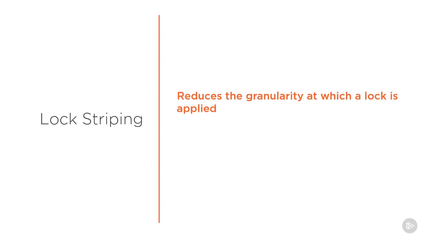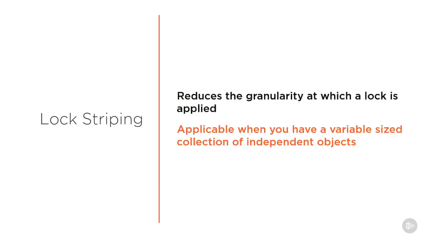The other technique for reducing the demand on the lock is lock striping. Lock striping, like lock splitting, reduces the granularity at which a lock is applied. Lock striping is applicable when we have a variable-sized collection of independent objects. With lock striping, you partition your data into groups, then have a lock for each group instead of a lock for the whole object. This is the approach used by some versions of concurrent hash map to allow concurrent writes to a single map. As long as each write is updating a bucket guarded by a different lock, then there's no lock contention and they can operate concurrently.